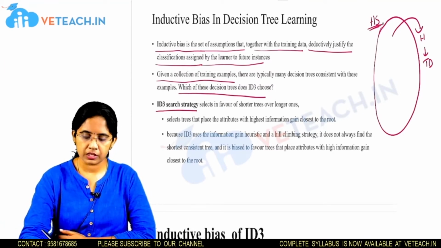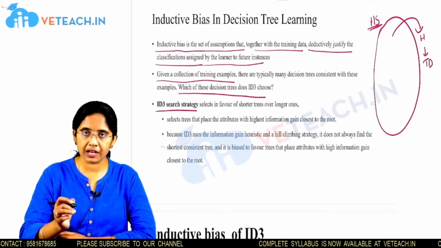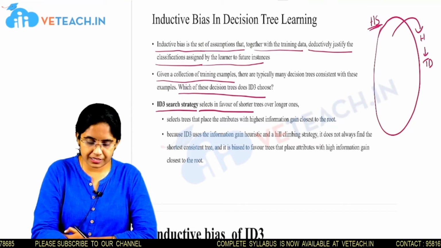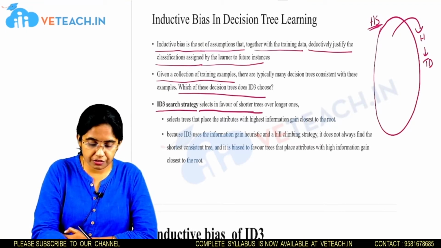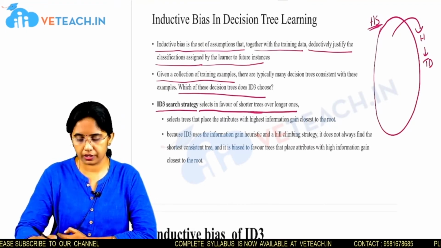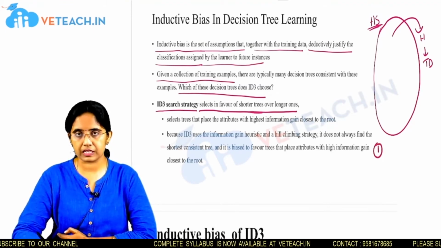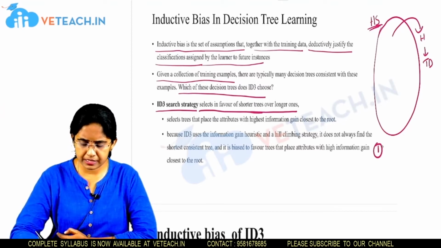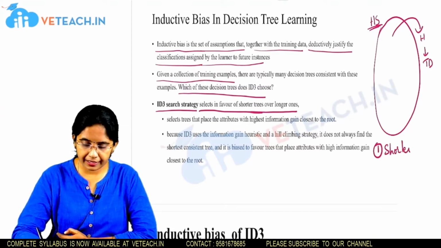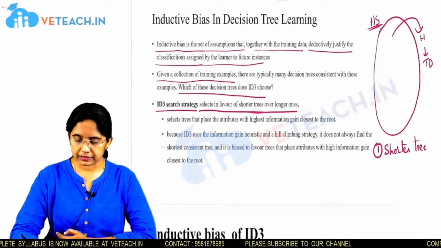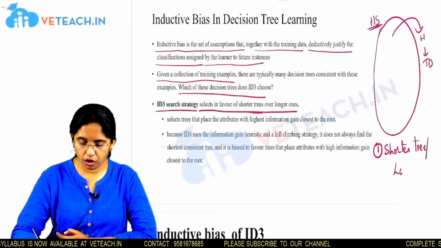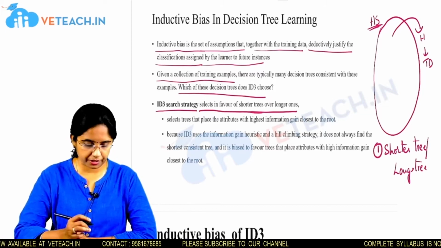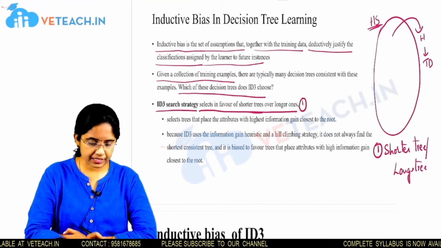Suppose you are given a specific hypothesis space. First, we have to select a decision tree, and that should be a shorter tree over a longer tree. That is the first assumption, or first inductive bias, that we add to the training examples: shorter trees should be selected from your hypothesis space instead of long trees. Instead of selecting big trees, it is better to select short trees. That is the first inductive bias we consider.